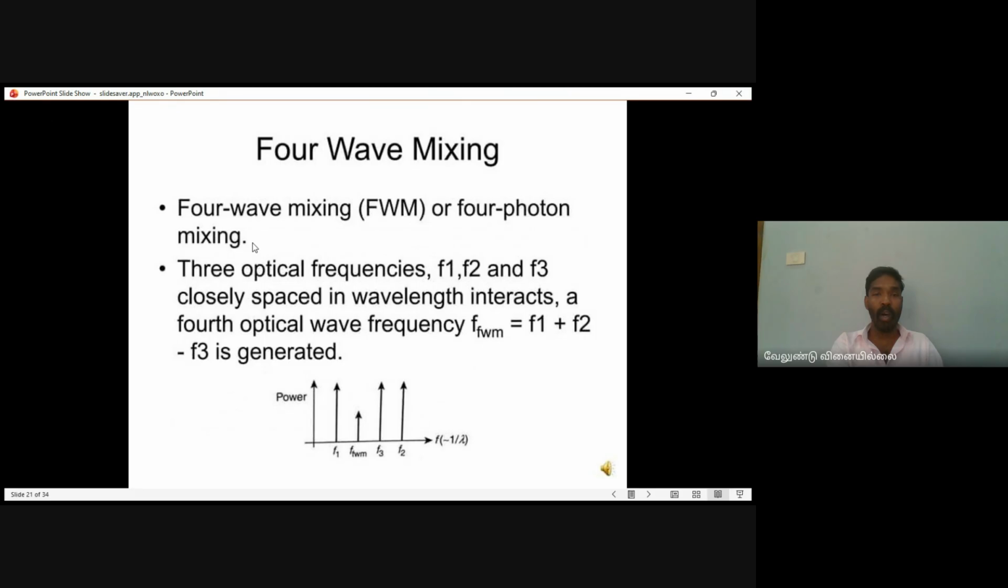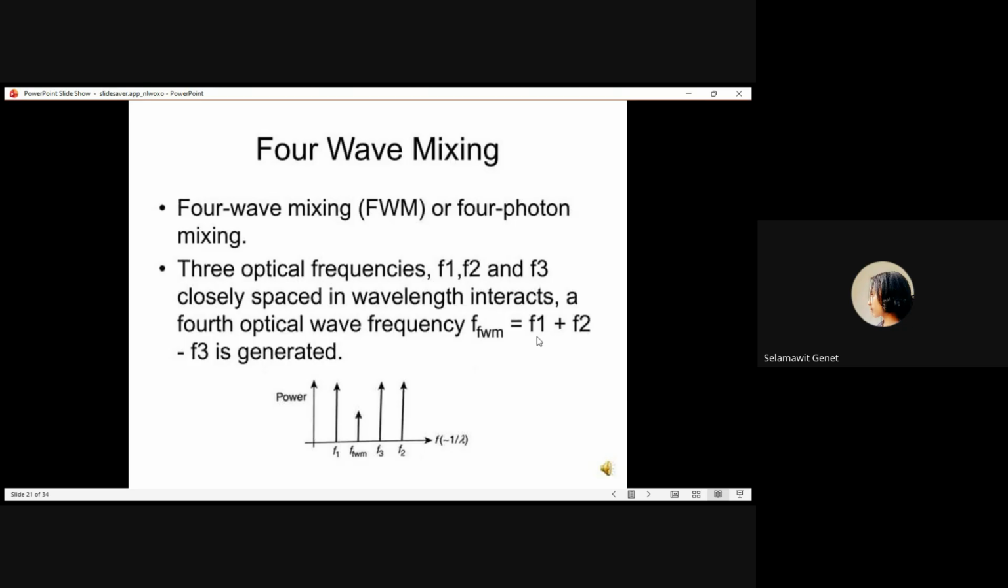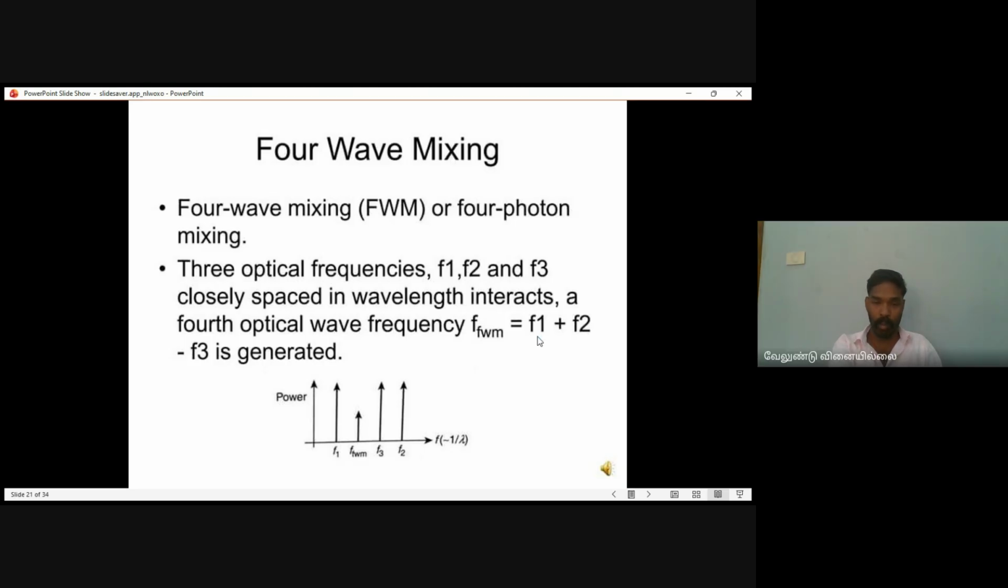You can see what four-wave mixing, or four-photon mixing, means. You can see the diagram here. There are three optical frequencies: F1, F2, and F3, and FWM. What is FWM? Mr. Salam, can you see what FWM is? FWM means what? F1 plus F2 minus F3. Yeah, excellent. Thank you so much. Please mute yourself. So FWM is the combination of these three waves.